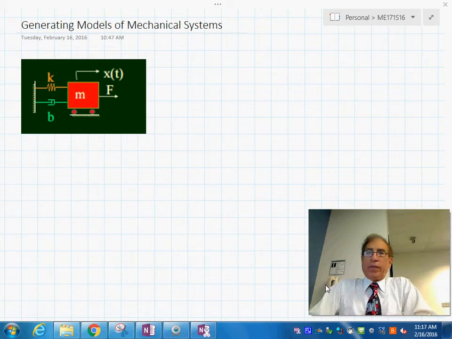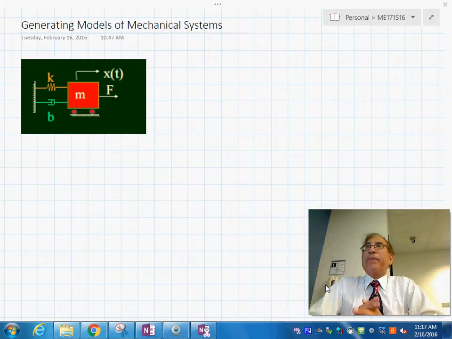Today we're going to see this topic that you see on the screen right now, generating models of mechanical systems. The idea is we have a little system in there, and we need to find a systematic way of generating the bond graph model of the system.